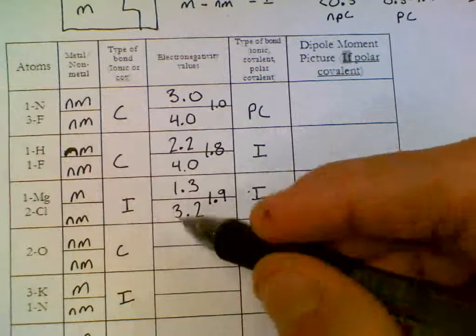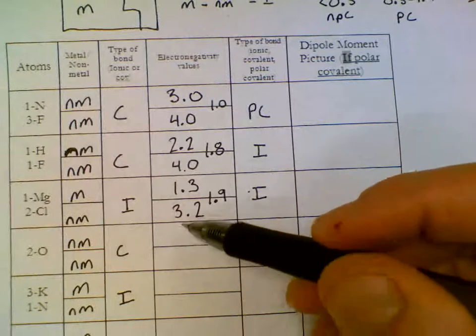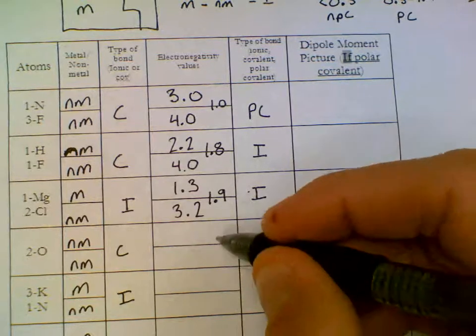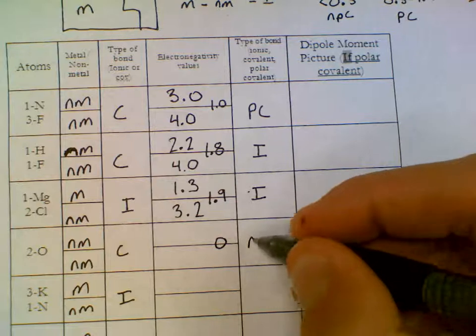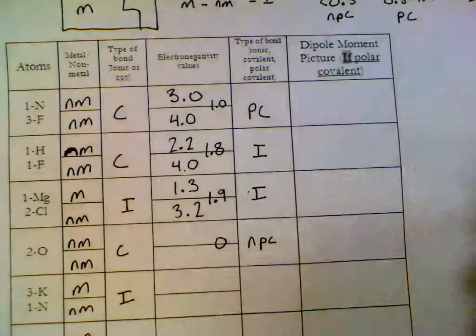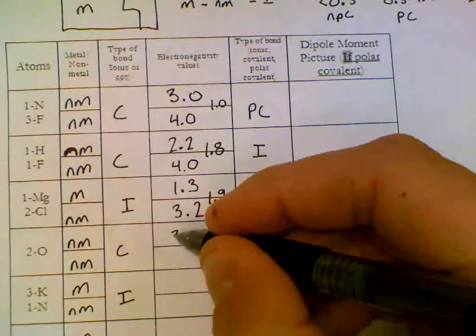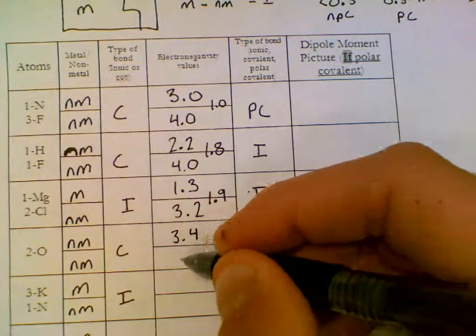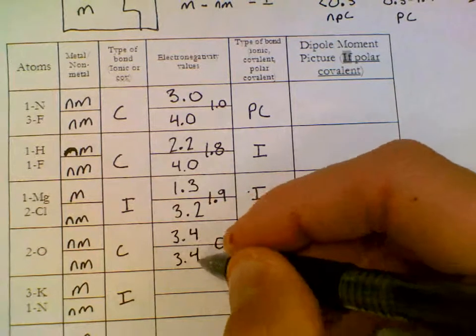Oxygen, so two oxygens stuck to itself, so it's going to be the same number for both. So really the difference is going to be 0, which makes this nonpolar covalent. Complete even sharing of those electrons. If we were to actually look up the values, they'd both be 3.4.